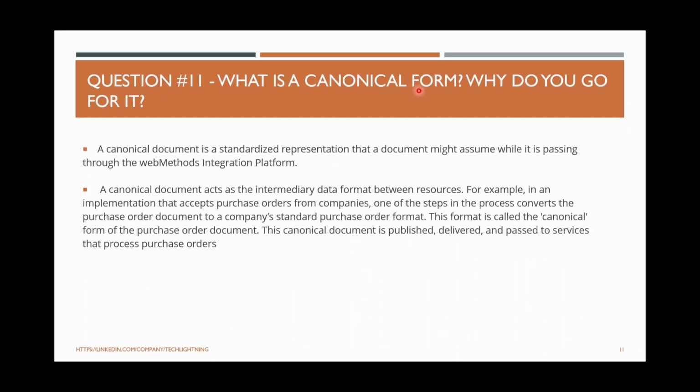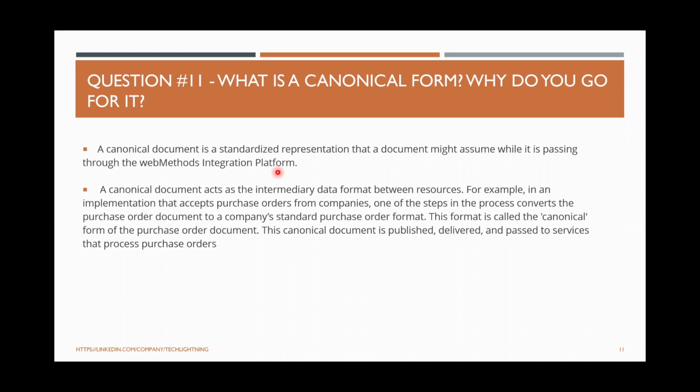What is canonical form? Why do you go for it? A canonical document is a standardized representation that a document might assume while it is passing through the webMethods integration platform. Mainly, a canonical document is a common document, common data model, or generic document structure for a particular message. For example, I have a purchase order message which is coming from the source.